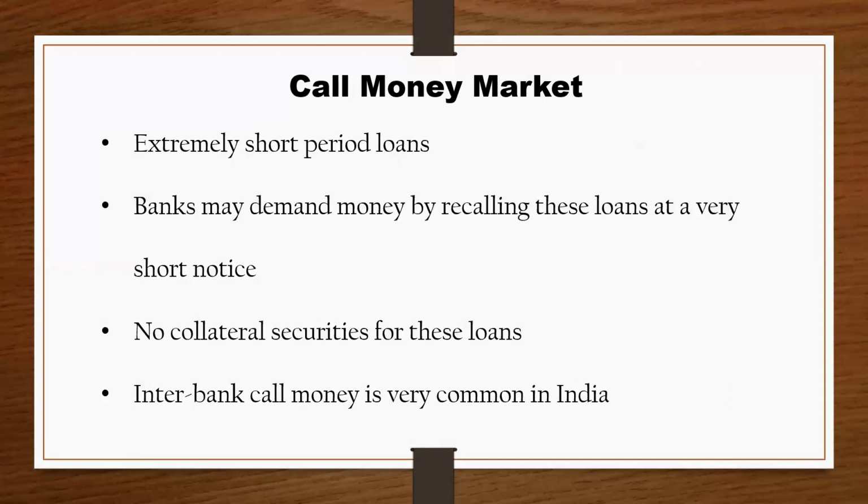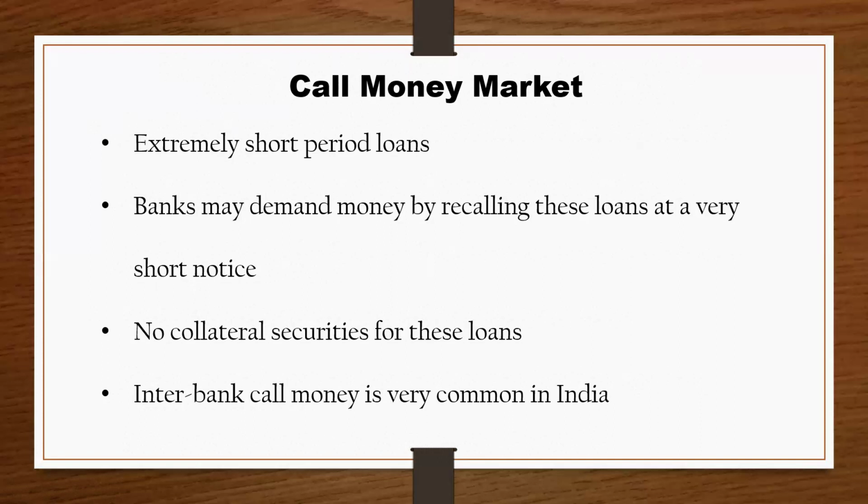In this market, loans are provided for an extremely short period. That is, bill brokers, stock exchange dealers, and those who require finance for a shorter period will get loans from this call money market. The period here will be just 7 days. The loans given in this call money market are called call loans because the banks may demand money by recalling these loans at a very short notice.